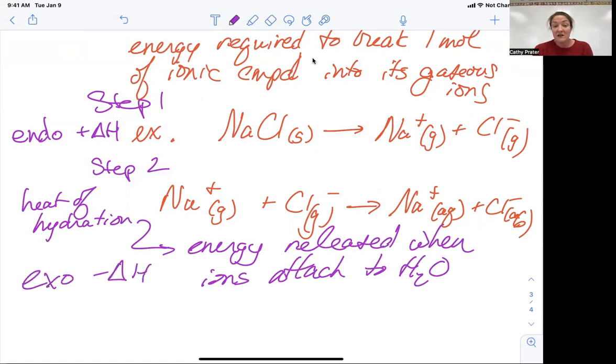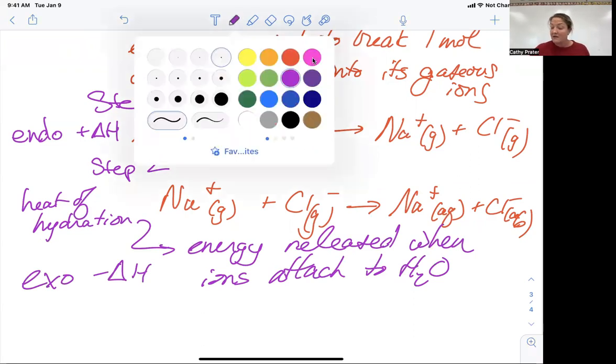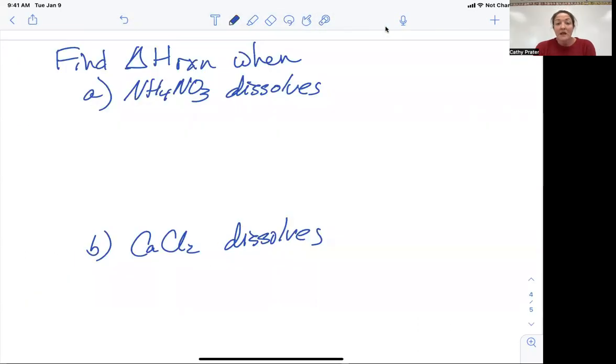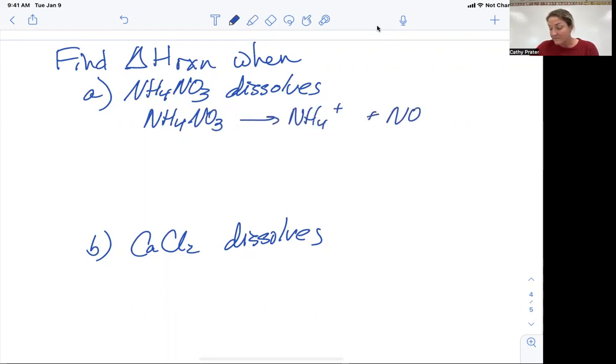So there are some things that when we dissolve in water overall are endothermic and some that are exothermic, once again, because it depends on the relative magnitude of these two steps. Let's take a look at some samples where we find delta H reaction for dissolving reactions. So I'm going to write the dissolution reaction. I have ammonium nitrate, which is breaking into ammonium and nitrate. You should break an ionic compound into the ions that made it up.